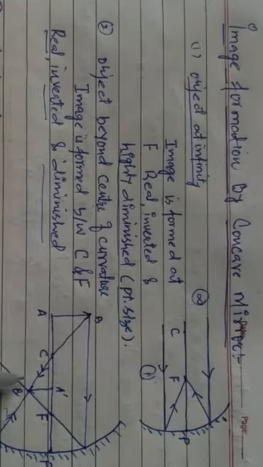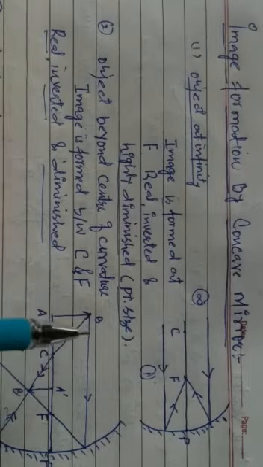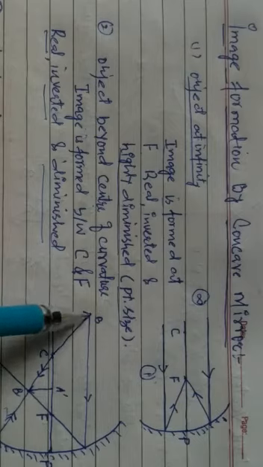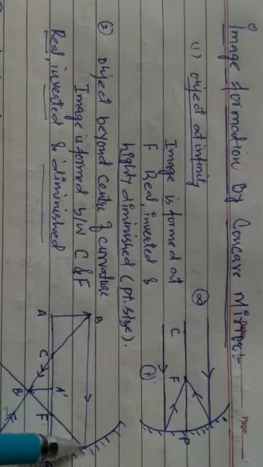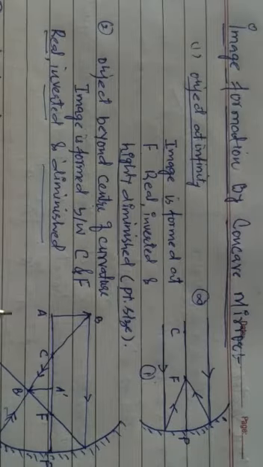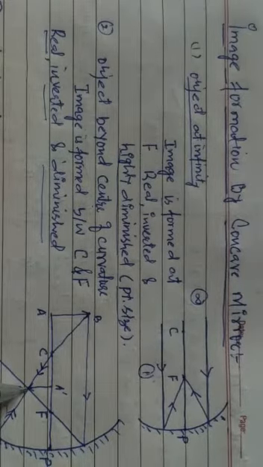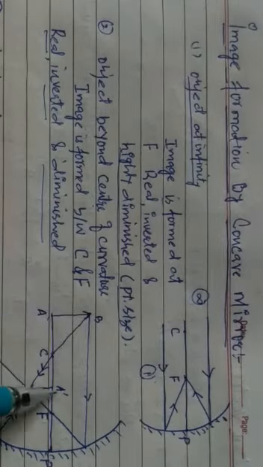In order to form its image, which is A dash B dash, which I have made already, I will take two rays from point B. One ray is parallel to the principal axis. After reflection it passes through the focus. Another ray which passes through the center of curvature is incident here with angle of incidence equal to angle of reflection equal to 0 degrees. This is called normal incidence. So it retraces its path and it meets the first reflected ray at point B dash. So AB forms an image A dash B dash.